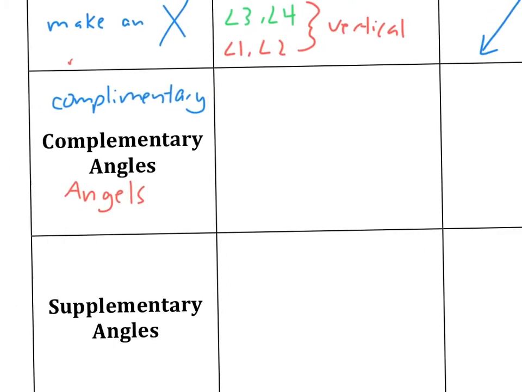Definition. What are complementary angles? Complementary angles are any, learn to spell, two angles whose measures sum to 90.